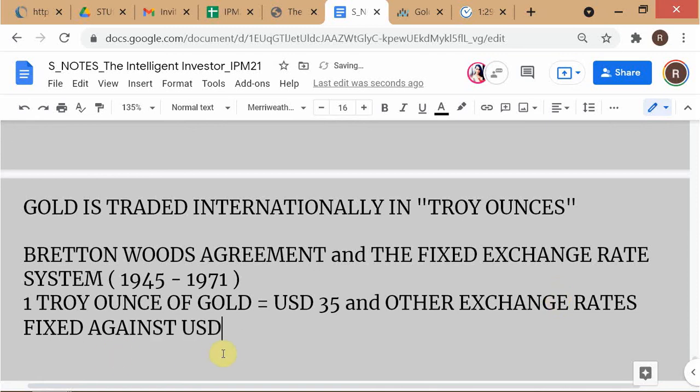First, you fix the dollar to gold, so one ounce of gold is worth $35, and then you fix other exchange rates against the dollar. So everything is fixed. You have a fixed exchange rate system from 45 to 71. It was a pretty long period actually. What happened in this period was that the U.S. started running trade deficits.